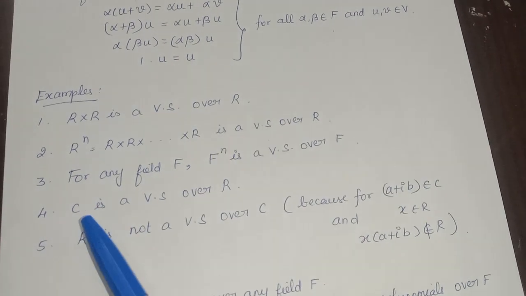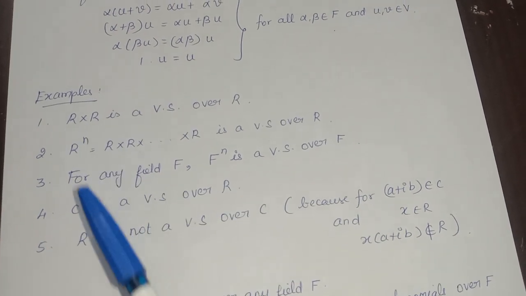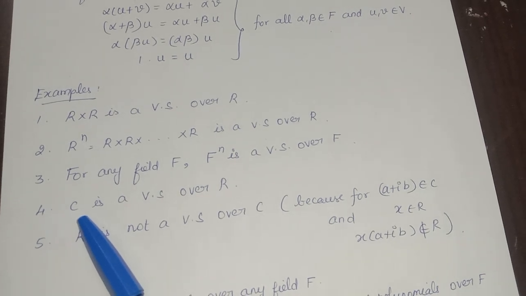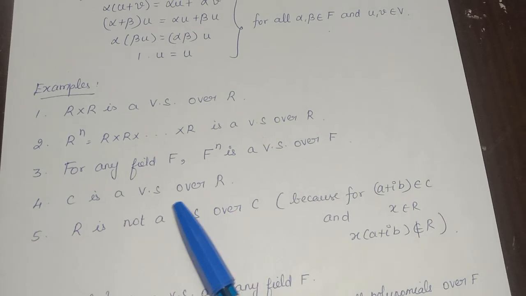Then some specific cases. This R cross R is a vector space over R, and that can be rewritten in this way: C is a vector space over R. R cross R is isomorphic to C. What is this C? The field of complex numbers. So it forms a vector space over R.